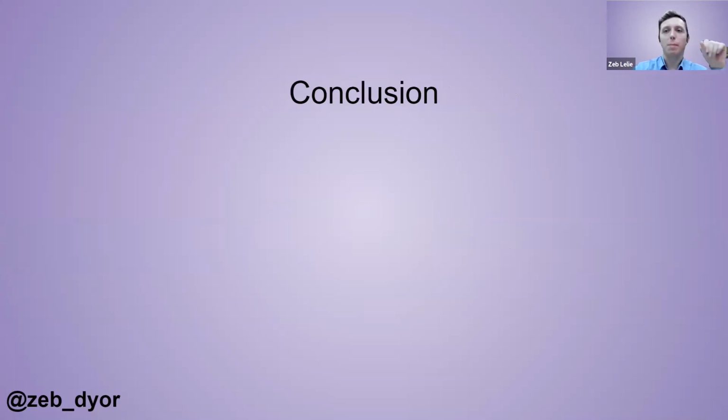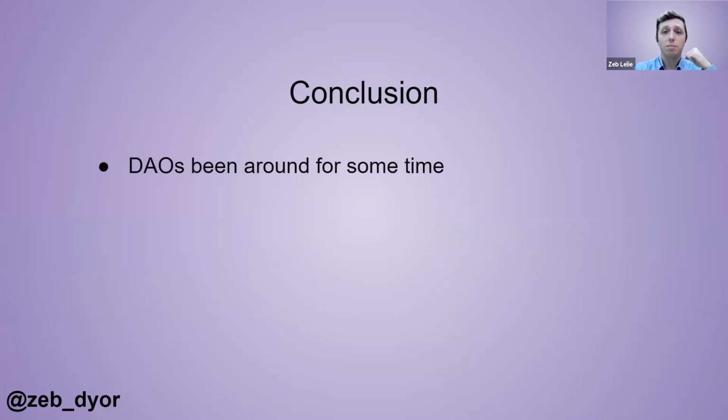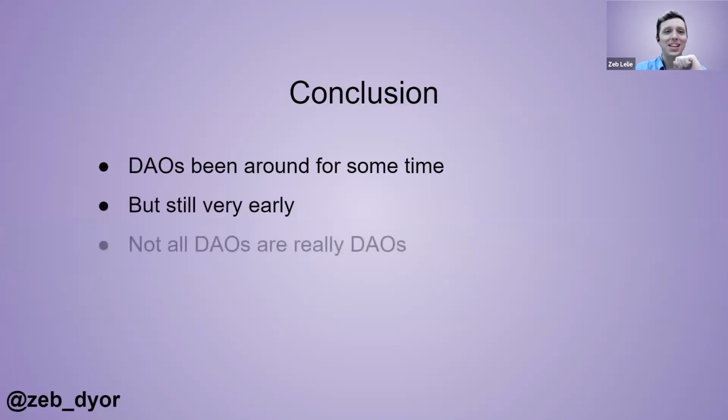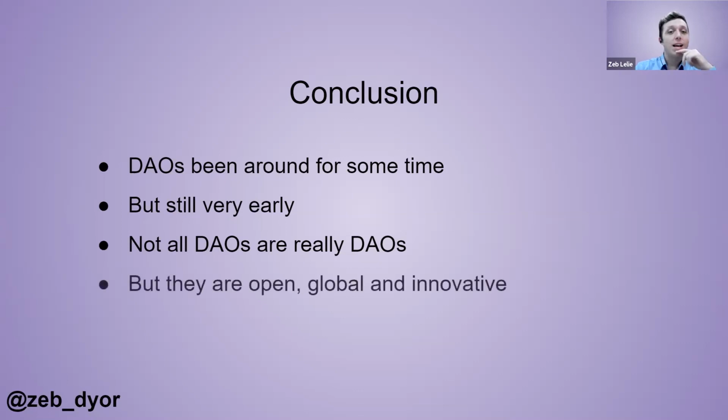Let's round it up. So conclusion, DAOs have been around for quite some time, already 6 years. But it's still very early. Not all DAOs are really DAOs. Keep that in mind. Now, of course, this is just true with everything in the world. You have to keep a little bit of a critical mind and really do your own research like we did last week. Maybe you can also share the link of the talk we did last week for people who didn't see, and then they can check out how to do your own research. So they are not all DAOs, but they are open, global, and innovative. And that is really cool about this. So join one, because you can.